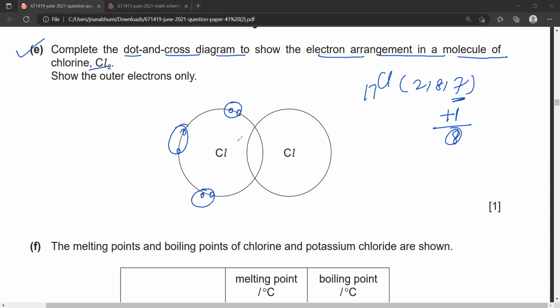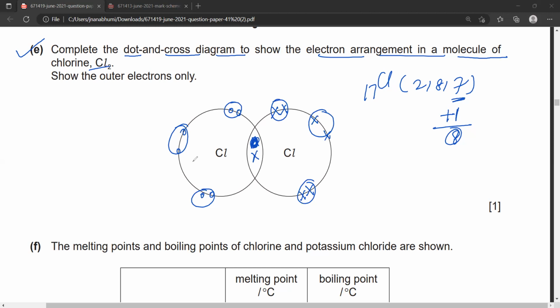3 lone pairs are there. So this is 6 electrons: 1, 2, 3, 4, 5, 6. So one electron is shared, and this is another electron of this chlorine. So I will write this as a dot and this will be a cross. Here another atom of chlorine is there. So pairing of electrons is there. Three lone pairs are there in chlorine. So this is the dot and cross structure.